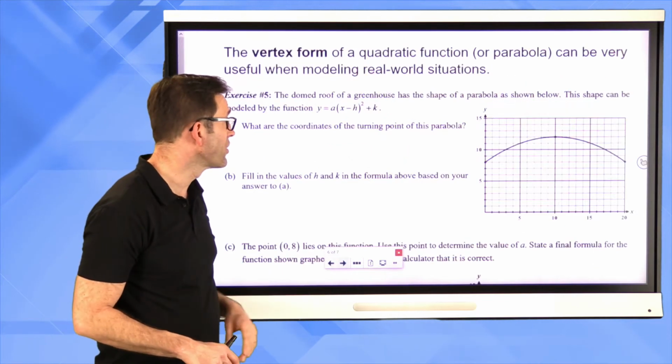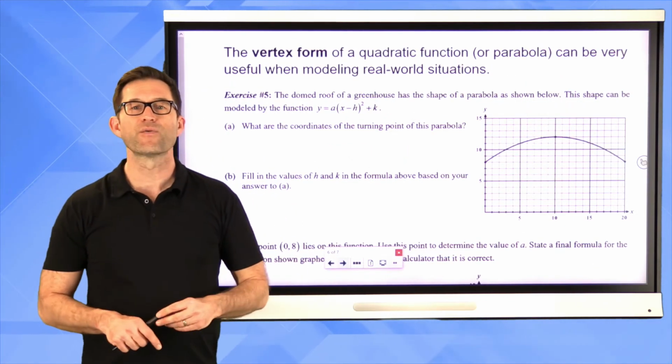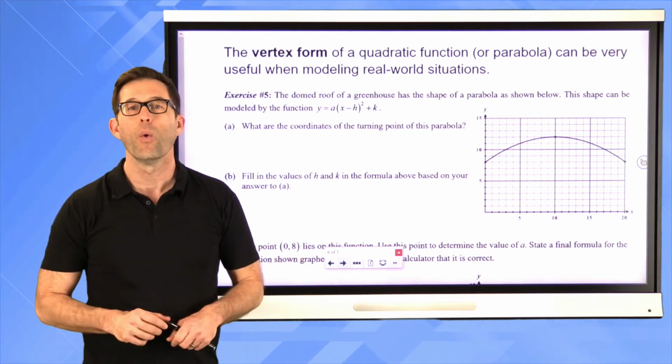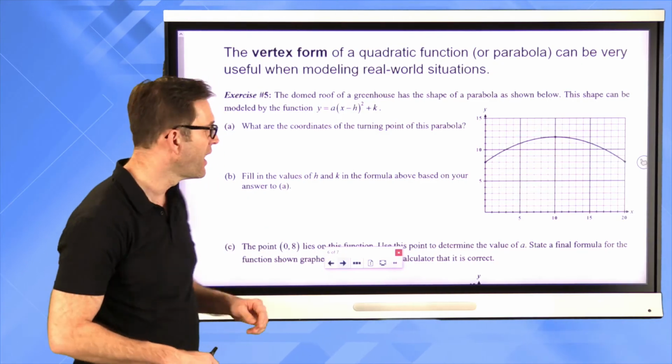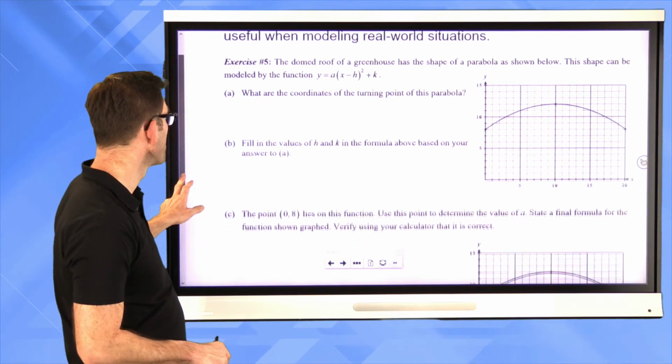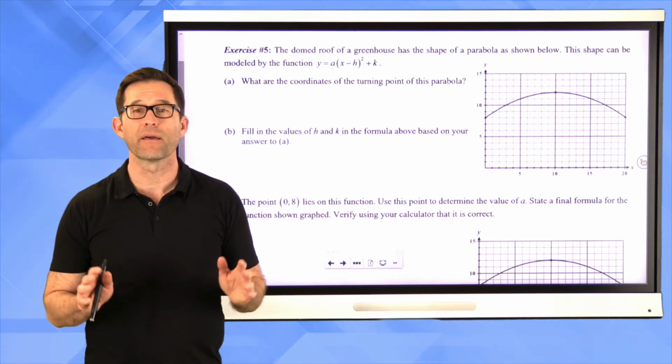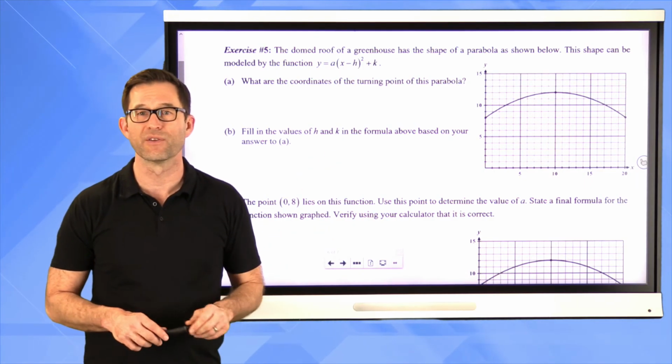So let's take a look at one last little piece. The vertex form of a quadratic function or parabola can be very useful, extremely useful, when modeling real-world situations. And let's take a look at one of those in exercise number 5. The domed roof of a greenhouse has the shape of a parabola shown below. This shape can be modeled by the function y equals a times x minus h squared plus k. Letter A, what are the coordinates of the turning point of this parabola? All right, that should be a piece of cake. Pause the video now and just write down the coordinates of the turning point.